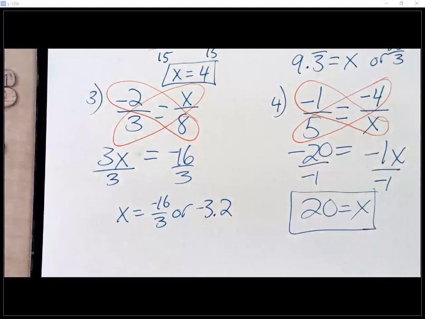Is that okay so far? All right, now I mentioned it does get trickier than this. Sometimes.